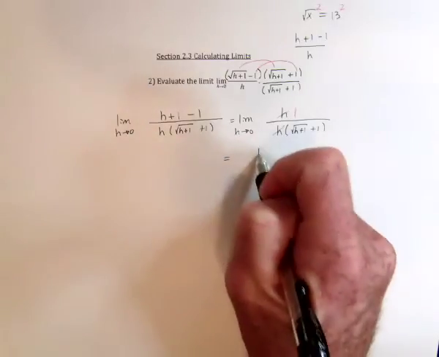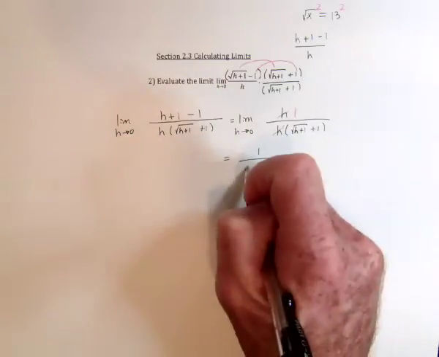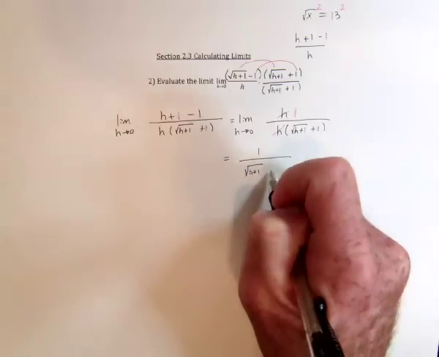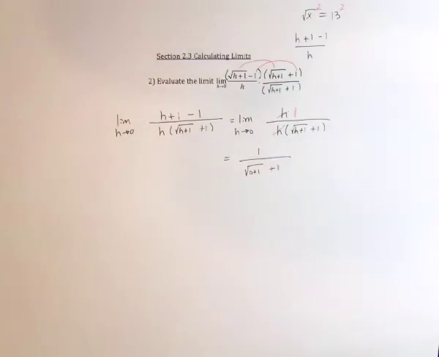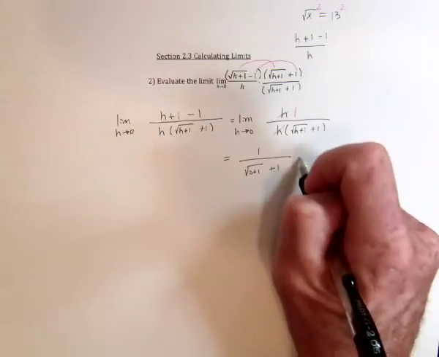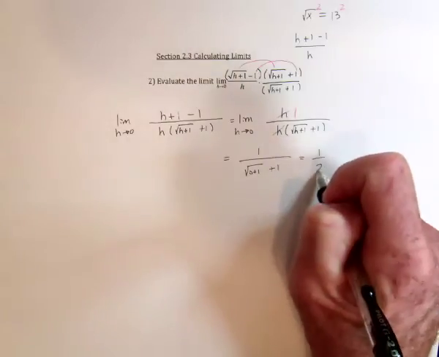So we're going to get a 1 for the numerator and a square root of 0 plus 1, and then plus a 1, which is a grand total of 1/2.